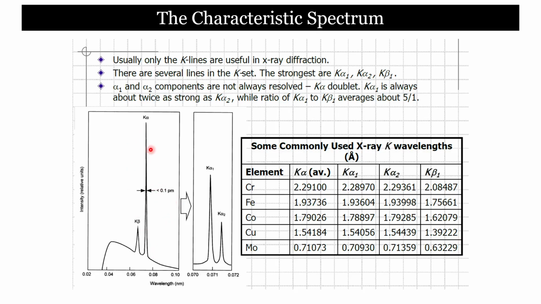if you zoom in on this K alpha radiation, you can see that you have a doublet of K alpha radiations, which are represented as K alpha 1 and K alpha 2. Commonly, chromium, iron, cobalt, copper and molybdenum are used as the target element for X-ray generation. In X-ray diffraction, we generally use this copper K alpha radiation, which has a wavelength of 1.54 Angstrom.